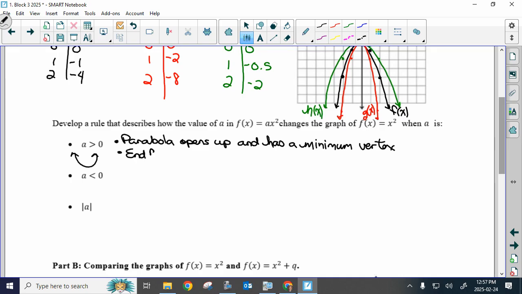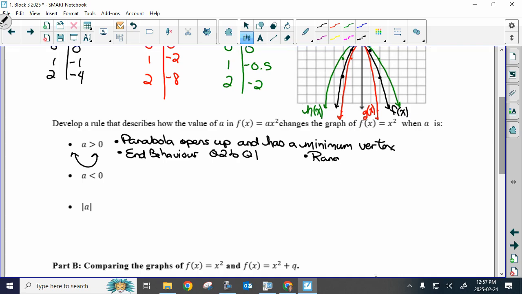End behavior, Q2 to Q1. So that's if it's opening up. So the parabola opens up and has a minimum vertex. The end behavior is Q2 to Q1. And then we're going to make one comment about the range.